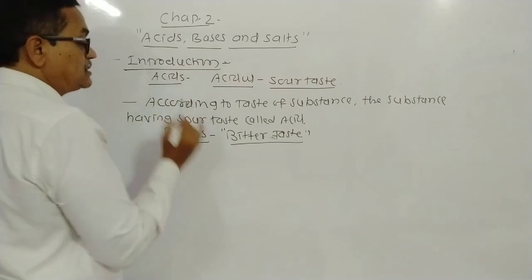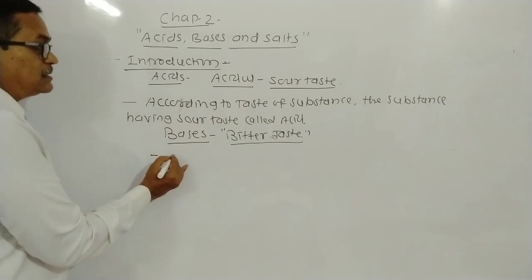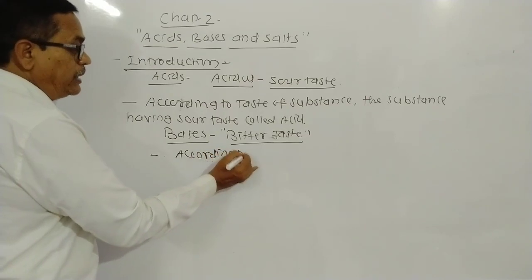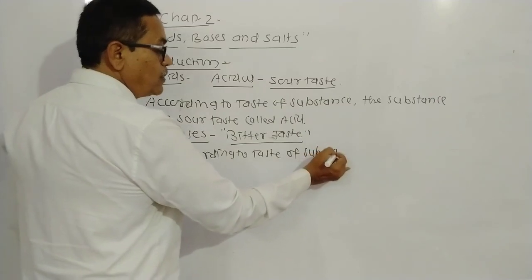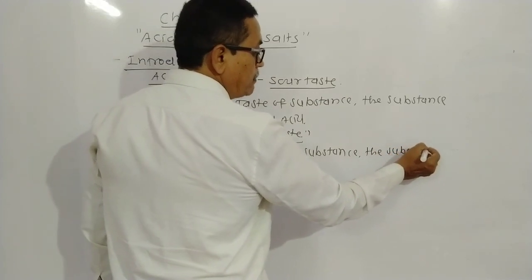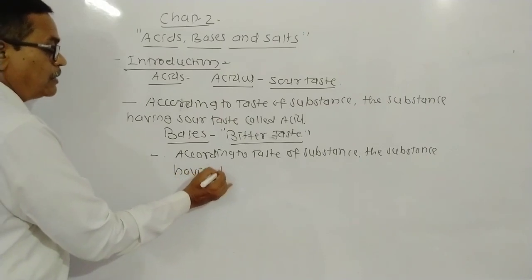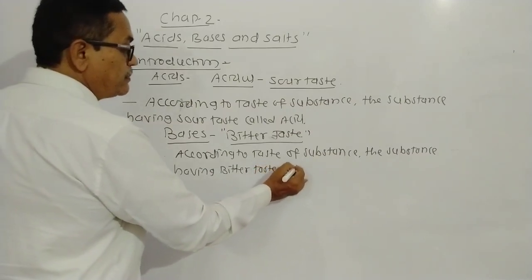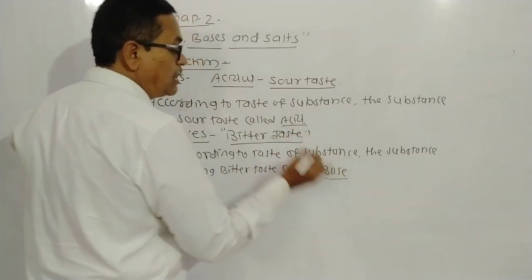Bitter taste means that is the base. Acids, sour taste, that is acid. Bitter taste, that is bases. Means, look here, according to the taste of the substance, the substance having a bitter taste is called a base. They are called bases.